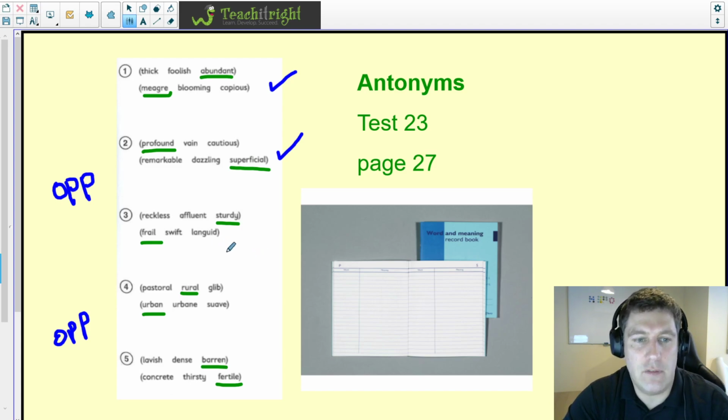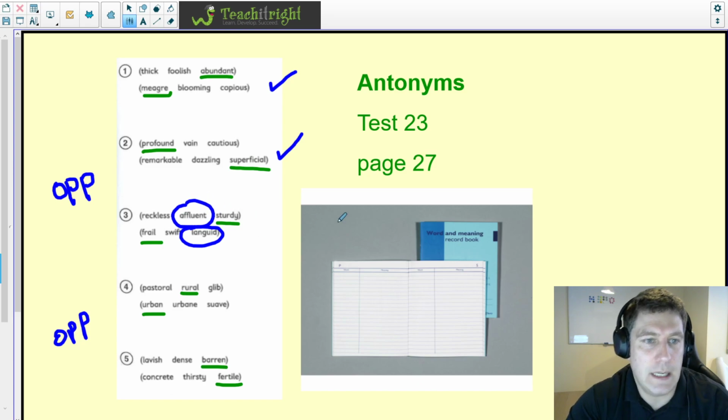Languid, I always think of the languid caterpillar in Alice in Wonderland. And languid means with no energy. Okay, languid. So this might be a word here, languid, maybe even affluent, that you want to put in your word and meaning book. Maybe even some of the answer words that you didn't know as well. But if you got it right, well done.